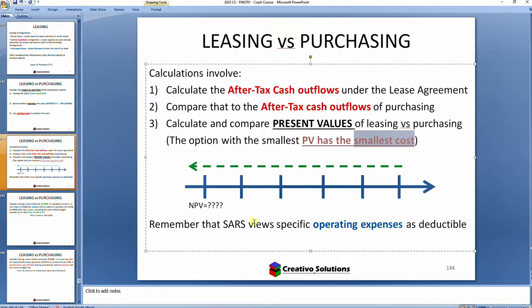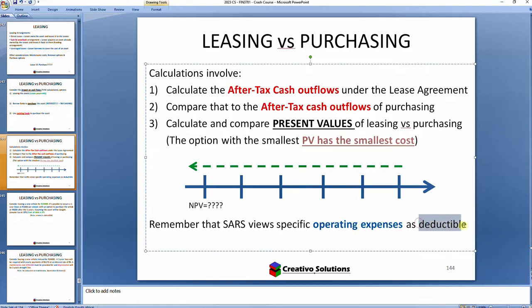Something else to remember, SARS: if you have an operating lease, an operating lease is good. That's why a sale and leaseback is good, because if you sell your property to Growth Point, and then rent it from them, now you're going to be paying rent to them. All the rent that you pay to Growth Point, you're going to claim all of that from your income tax when you submit your SARS tax return every year. As the company, that's good. So leasing is good.